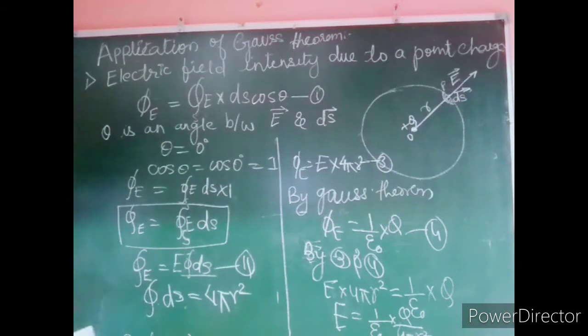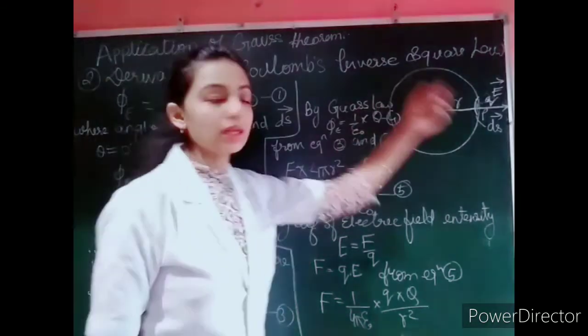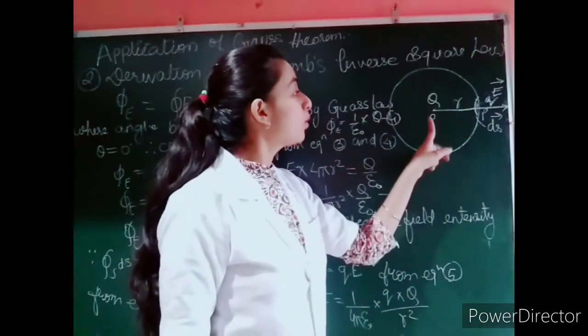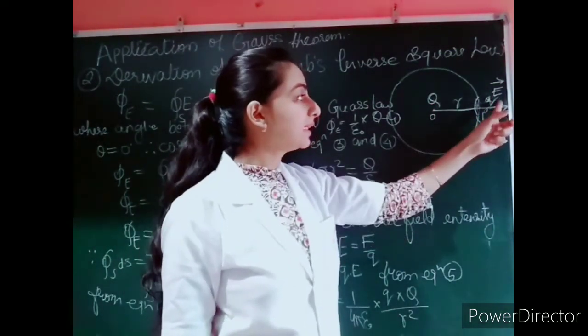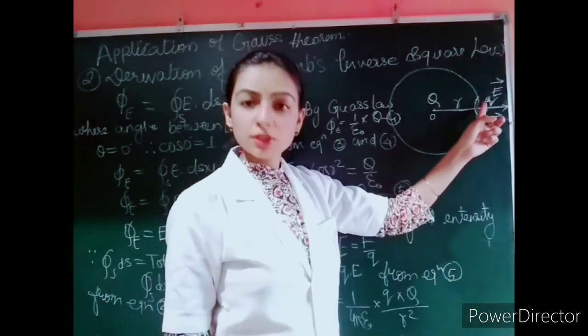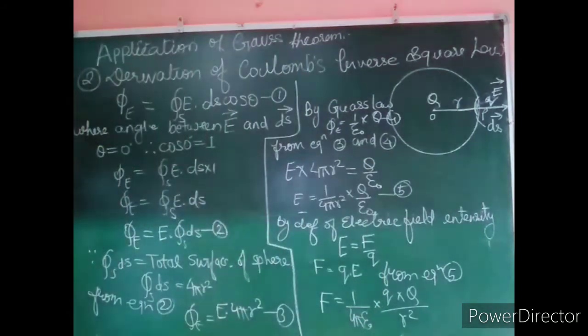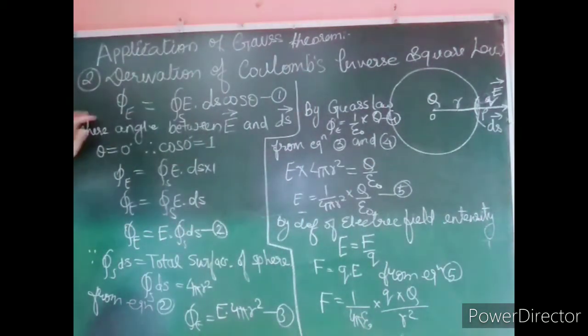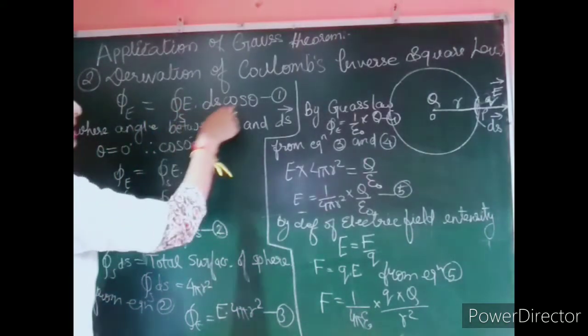Now our next application. Our second application is derivation of Coulomb's inverse square law. Now we have taken a closed surface where O is the center with charge Q present, radius R, intensity E, and P where a small charge q is present, and area is ds. Now we know that electric flux passing through an area will be equal to phi E is equal to E into ds cos theta.